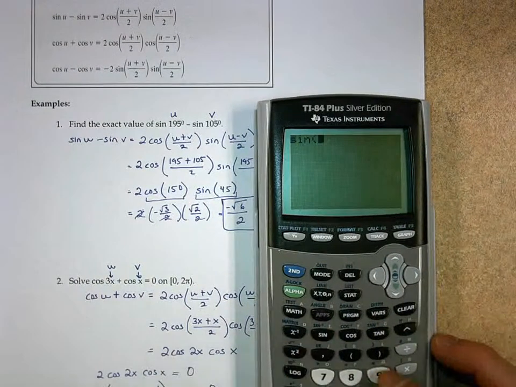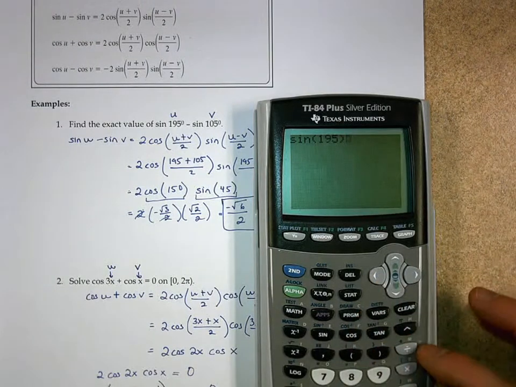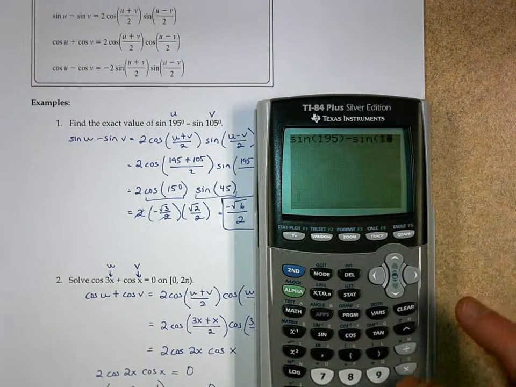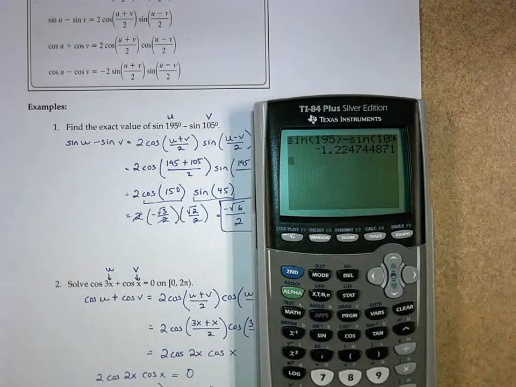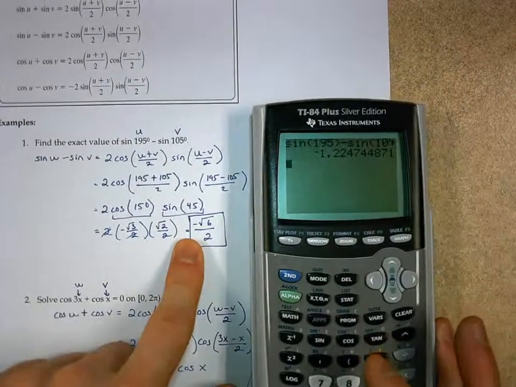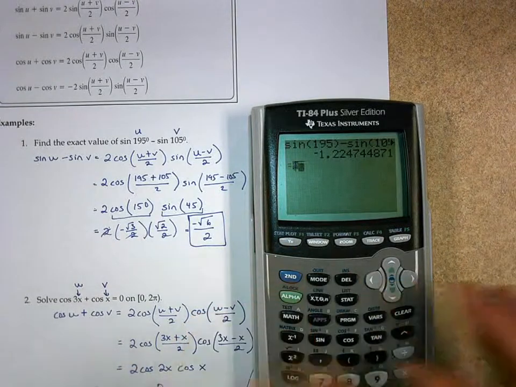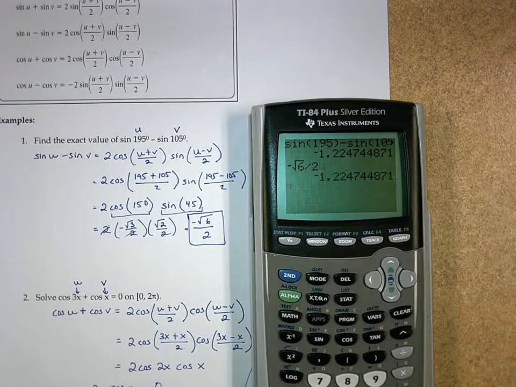and find what the sine of 195 minus the sine of 105 is. And you can see it's negative 1.2247. We can confirm that's right with our exact value by plugging in negative square root of 6 over 2. And I can see I get identical decimals.